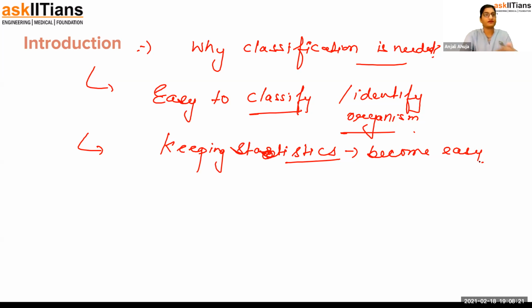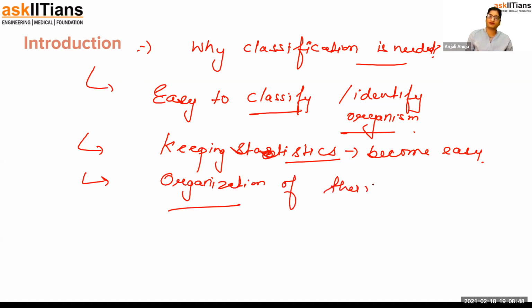I'm so sorry. Okay, so I was saying that you can just write why classification is needed. One, it is easy to classify and identify organisms. Two, you can keep clear statistics of the organisms. And the third thing is that you get to know the complete organization of the organism, not only external but internal organization, the organization of their body structure.